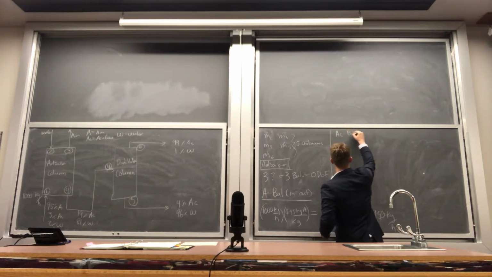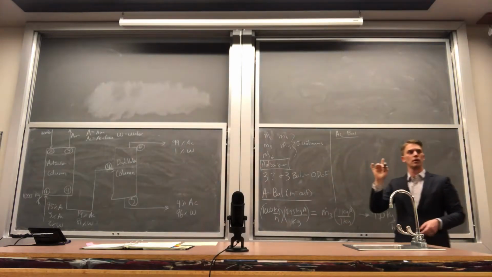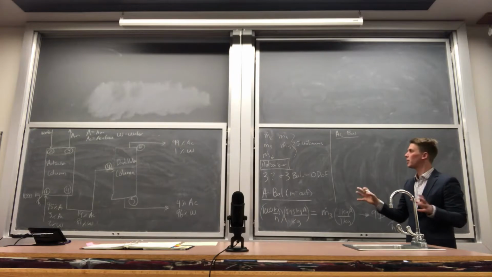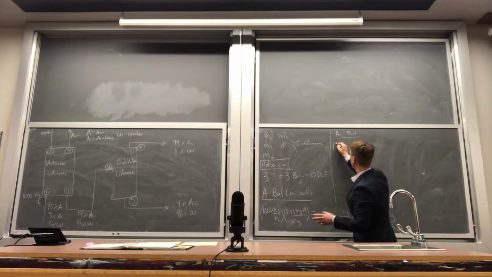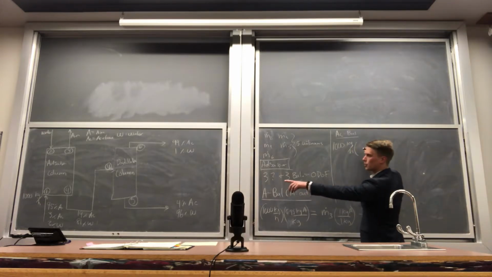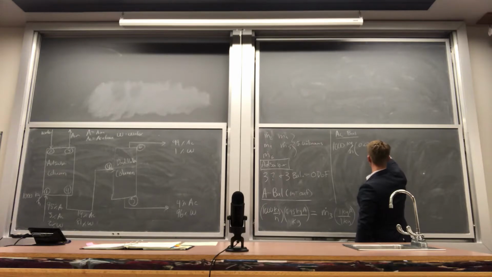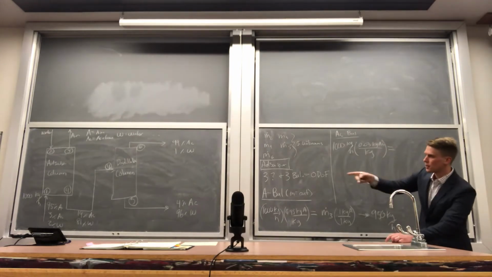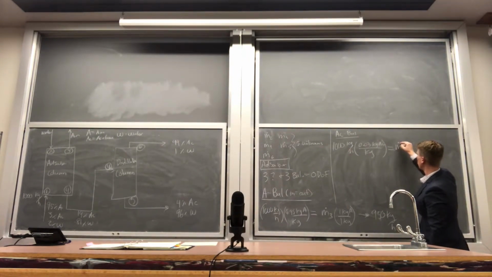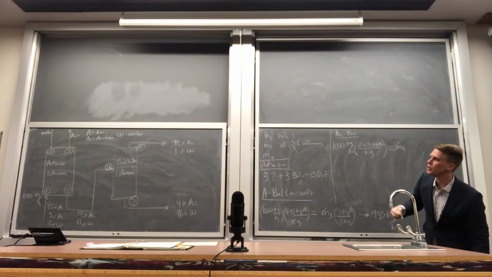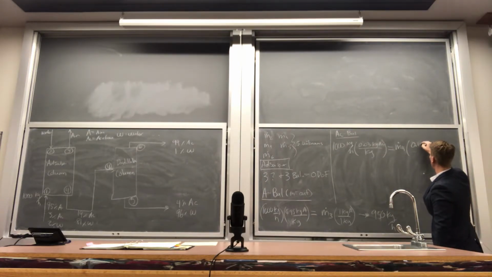AC balance. Same thing here: it is in equals out. This is an open steady state process. Coming into the system we have again 1,000 kilograms per hour, and 0.03 kilograms of acetone per kilogram of feed. Leaving the system, we have an unknown flow rate, m dot 4, and its composition is 19% acetone, so 0.19 kilograms of acetone per kilogram of feed.